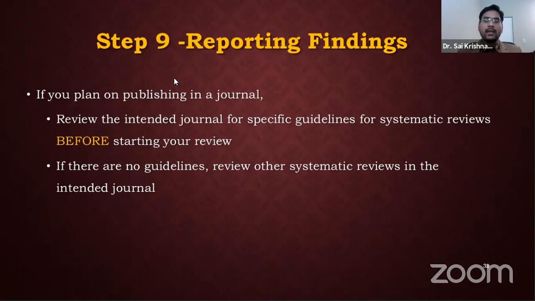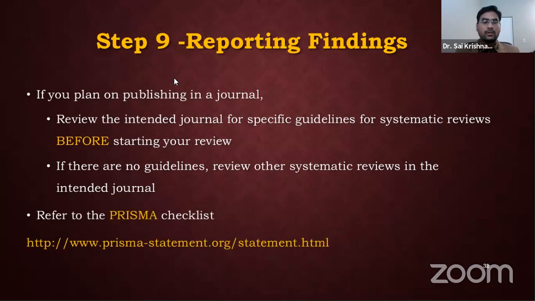If you don't find any guidelines, which will not be the case in most cases, since each journal will have its own author guidelines in order to report findings. For example, for systematic reviews, they clearly mention you have to follow PRISMA guidelines to report your findings. But in case you don't find any guidelines, just review other systematic reviews already published in that journal to check how they reported their findings. And as I told you, just follow the PRISMA checklist in order to report your findings of a systematic review.